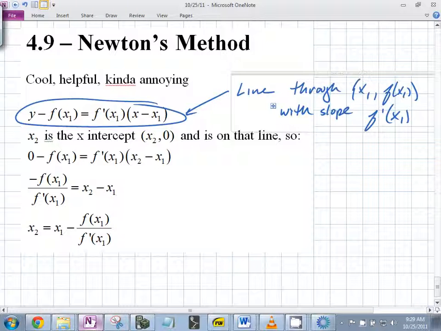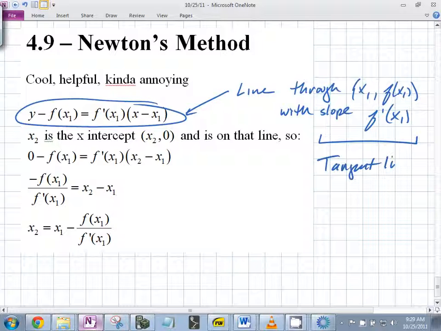So what's another way to say that? That is a tangent line, exactly. You've done this many times already. That is a tangent line to that point. It is tangent to f of x at x equals x1, yes.